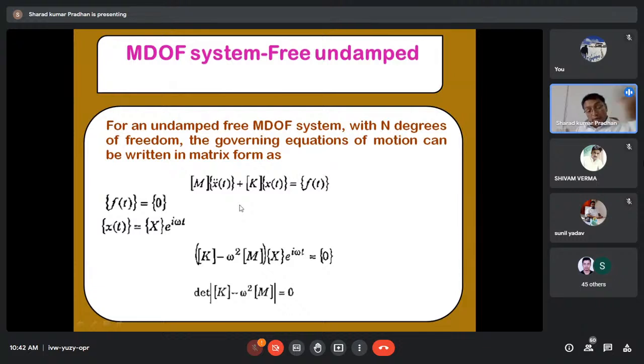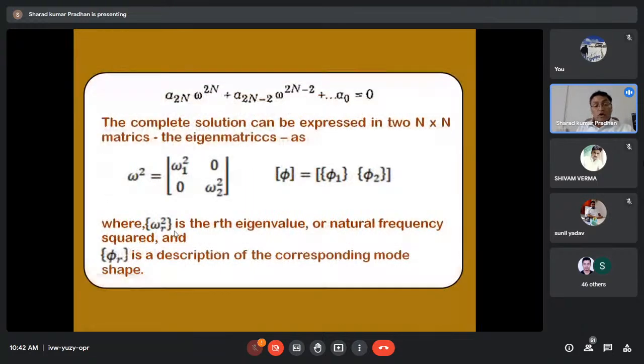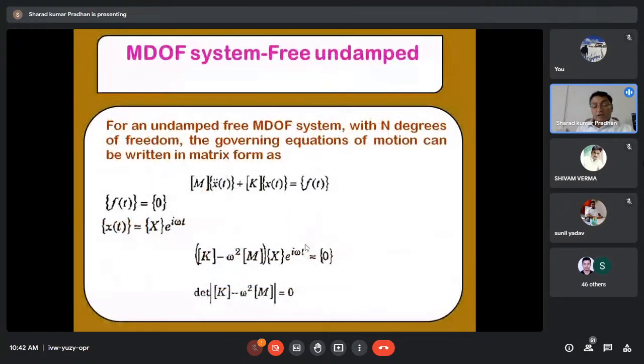And if you want to convert it into frequency domain, you have to replace F(t) with F e^(i omega t) and X(t) with capital X e^(i omega t). Let me show you that thing also. But first of all, if suppose it is a free system, then again you are going to get K minus omega square M is equal to 0.